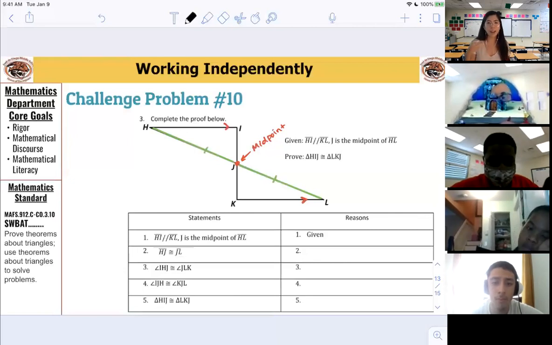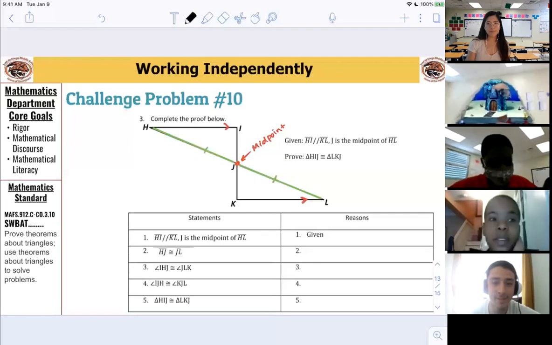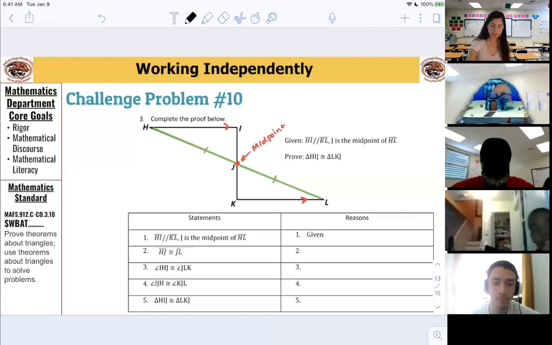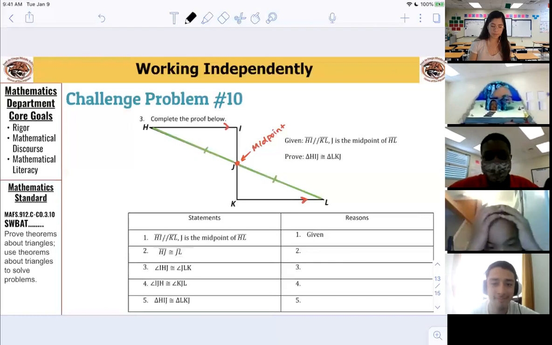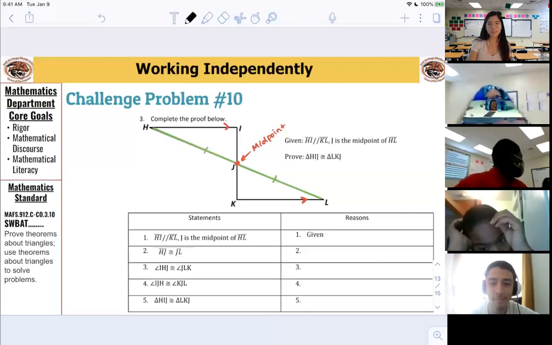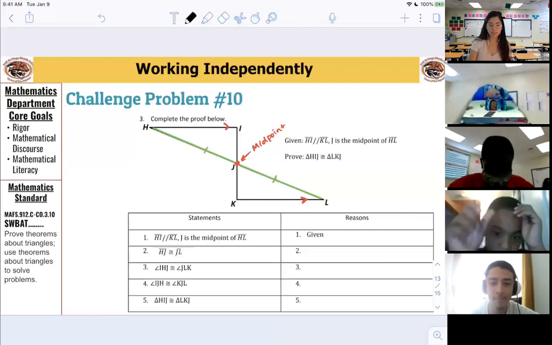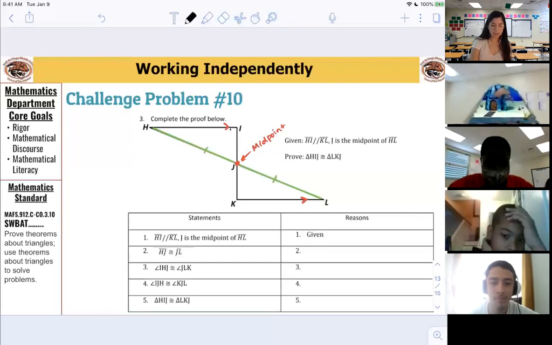So how do I know these two are congruent? Because it's obvious. But what's the actual reason that I know that they're congruent? And anyone can jump in here. One of the reasons is because there's a right angle. You might know that, but you don't know that for sure. Which one is a right angle? What are you talking about? H-I-J, this one, and right here, JKL.